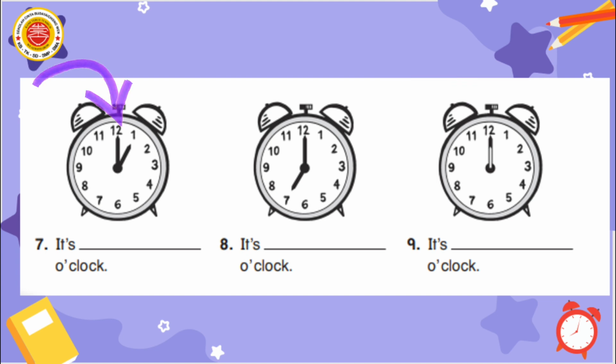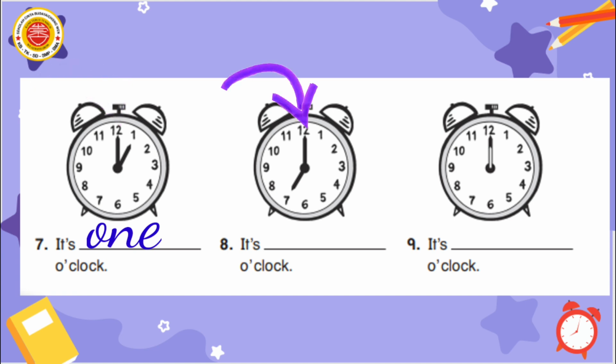Selanjutnya, lihat gambar jam pada nomor 7. Jarum panjang mengarah kepada angka 12, sedangkan jarum pendek mengarah kepada jam 1. So, what time is it? Yes, right. It's 1 o'clock atau jam 1.